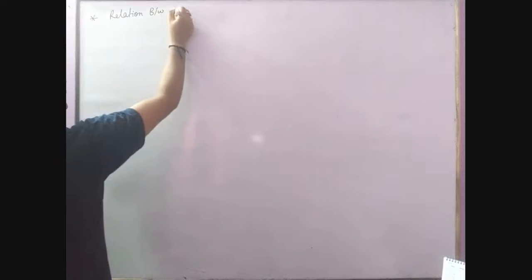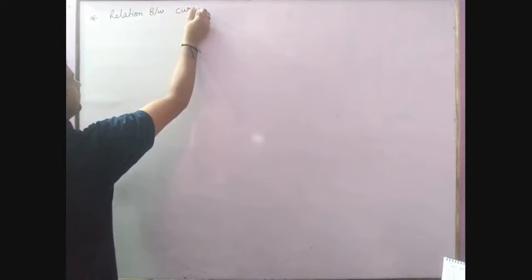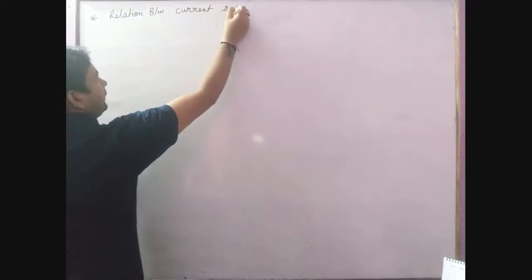Students, in the previous class we discussed the concept of electric current and derived the formula for the drift velocity. Today's class we continue with the same topic, and the first topic is the relation between current and drift velocity.